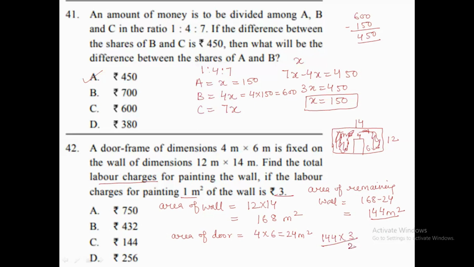3 4s are 12, 3 4s are 12 plus 1, 13. 3 1s are 3, plus 1, 4. We are finding 432 rupees, which is our option number B. Understood? Okay, let's move on.